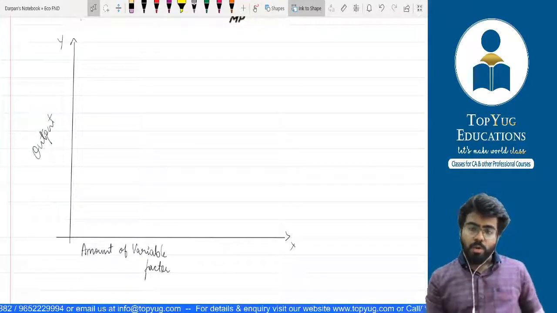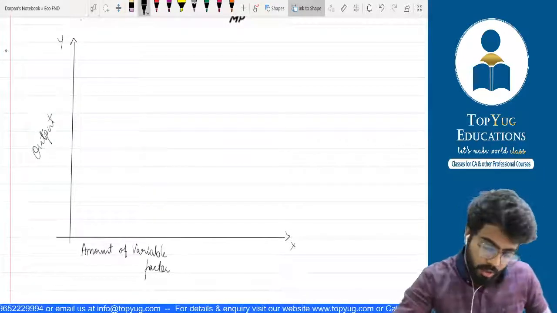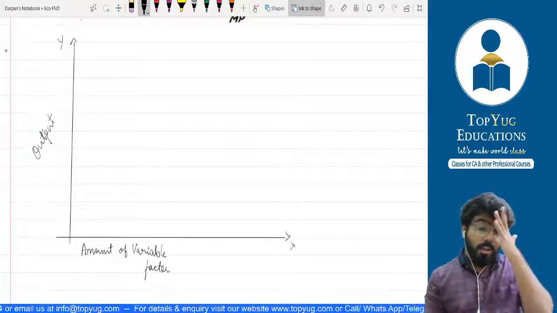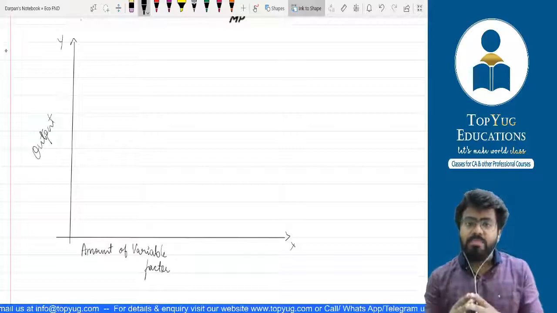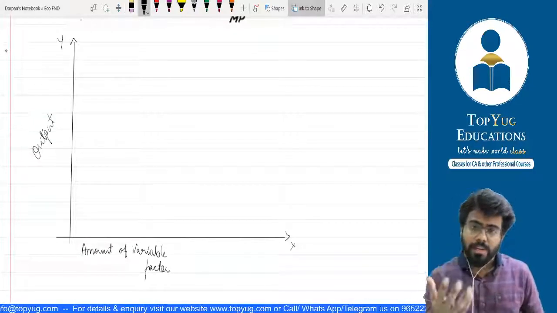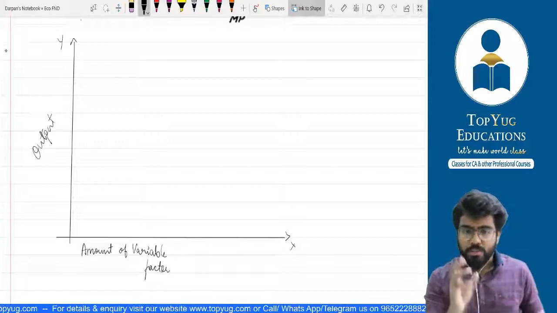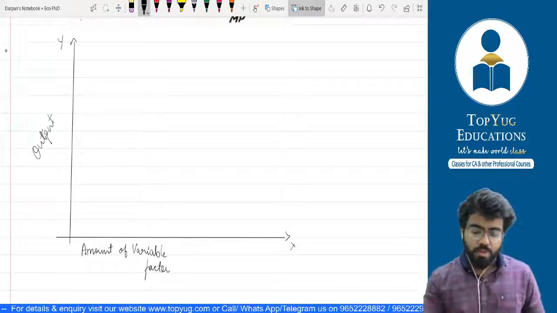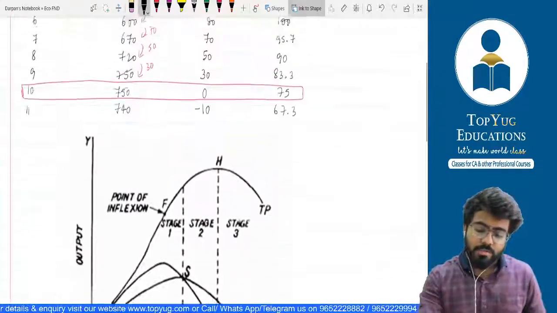What is happening to total product? Before going into total product, if I draw MP and AP first, it will be much easier for me to draw TP. If I draw marginal product and average product curves first, it will be easier for me to draw TP. I'll show you why. So let's see marginal product first.